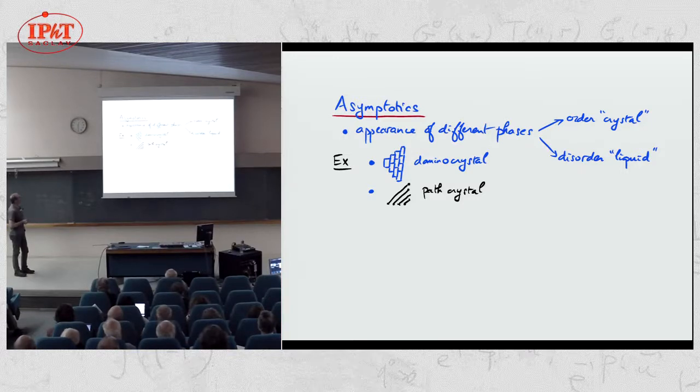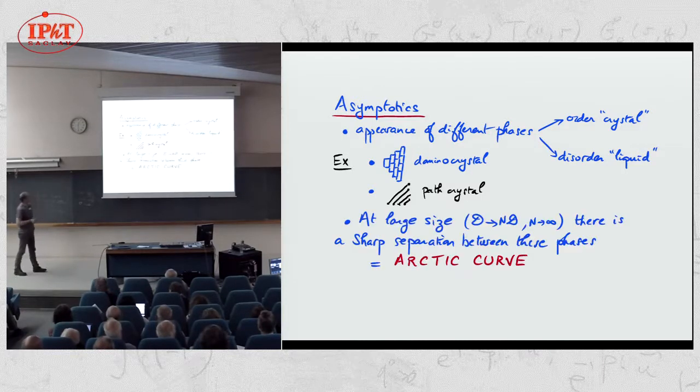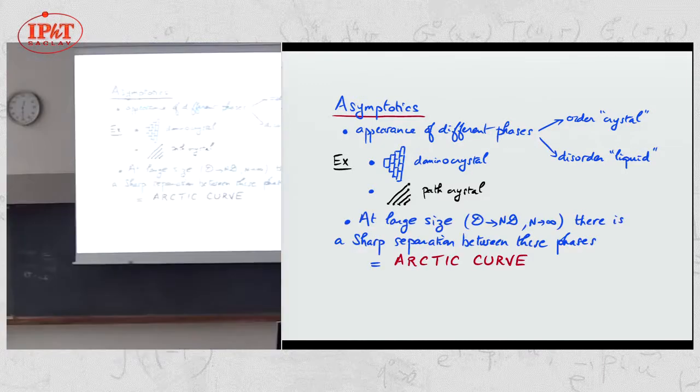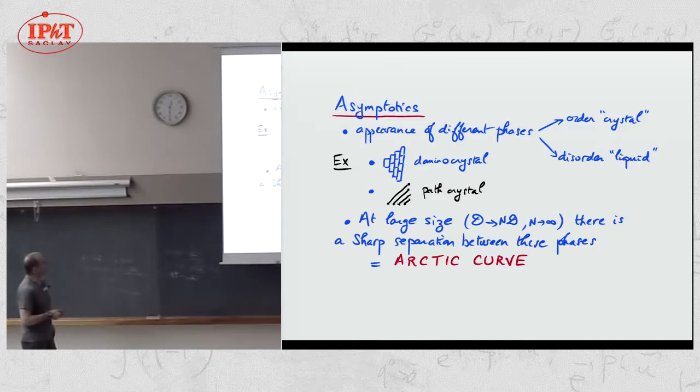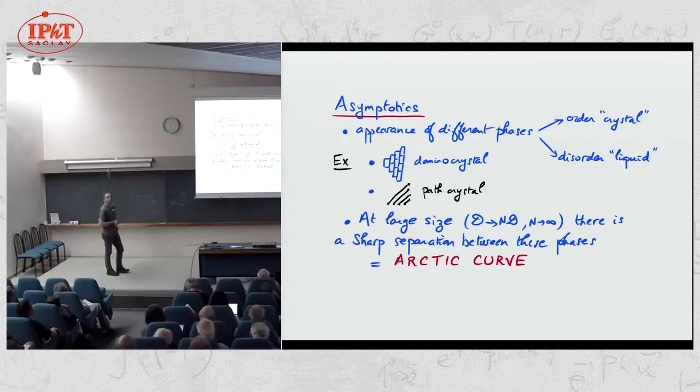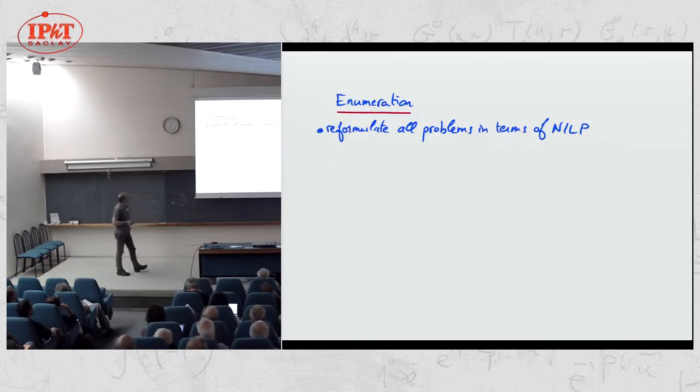Now in path formulations, there are regions in which paths are very regular, very parallel to each other. At large size, you have to scale things. You will find a sharp separation between these two phases, and that separation will be along some curve, which is called the Arctic curve for obvious reasons. Here is how we are going to attack the problem by enumerating configurations.